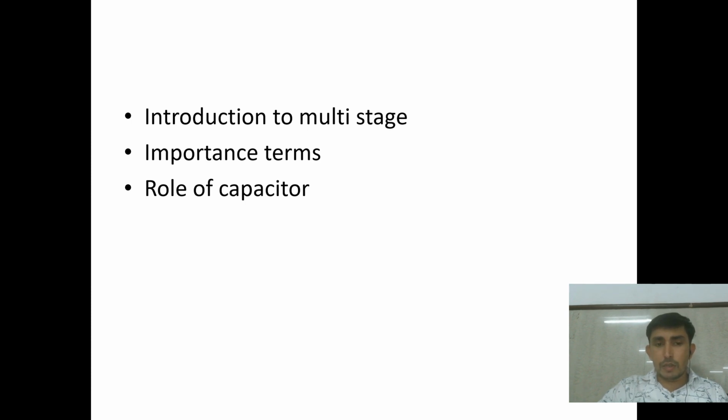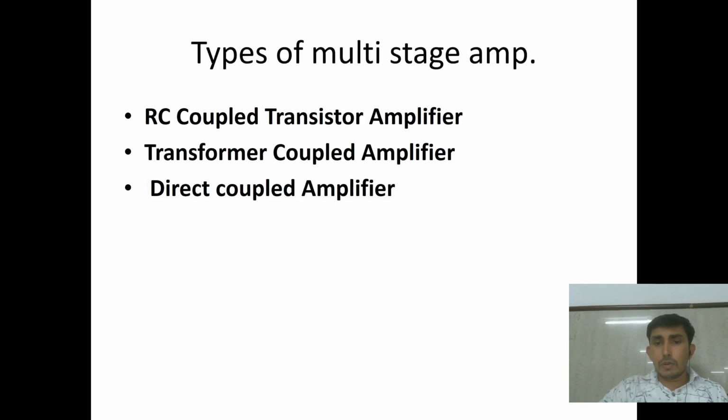Let's start the next topic. The next topic is types of multi-stage amplifier. We know very well there are basically three types according to the coupling used: the RC coupled transistor amplifier, the transformer coupled amplifier, and the direct coupled amplifier. Let's start with the first one, that is the RC coupled transistor amplifier.